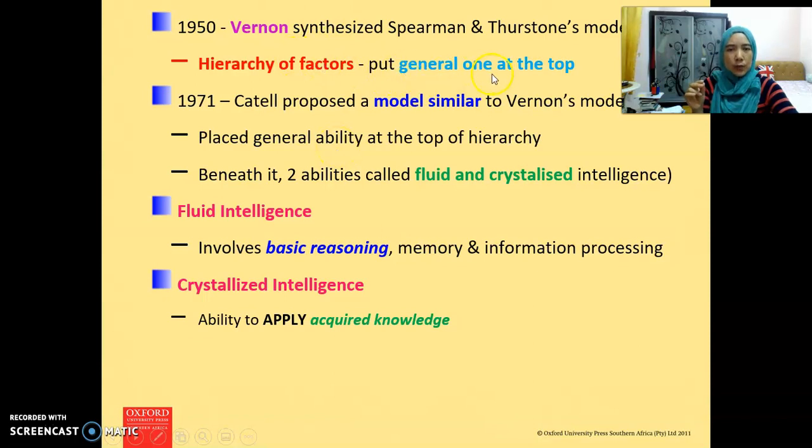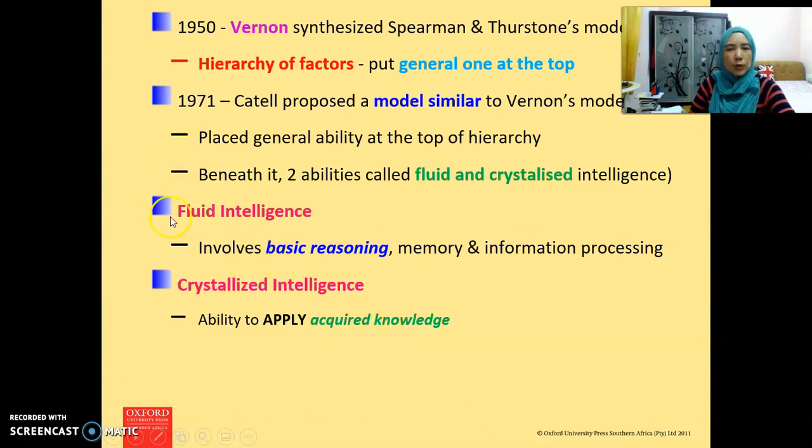Similar to this one, it also puts the general one at the top. Sorry, I did mention specific intelligence. Is it specific ability at the top? It actually places general ability at the top instead of specific ability. So beneath, below this general ability, are two abilities called fluid and crystallized intelligence. Fluid intelligence is basic reasoning, memory, and information processing, while crystallized intelligence is the ability to apply acquired knowledge.